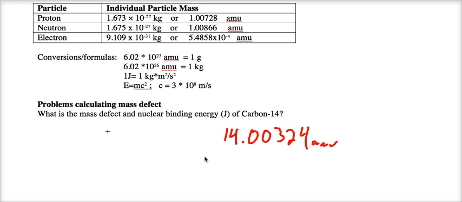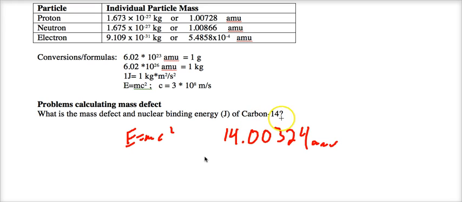And then we talked about in class that that missing mass was actually the m in E equals mc squared, when we're talking about holding an atom together, or the nuclear binding energy. So we have to find out what the mass of the missing mass is, and throw that through E equals mc squared.